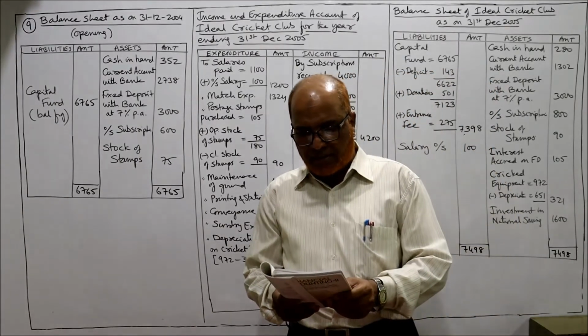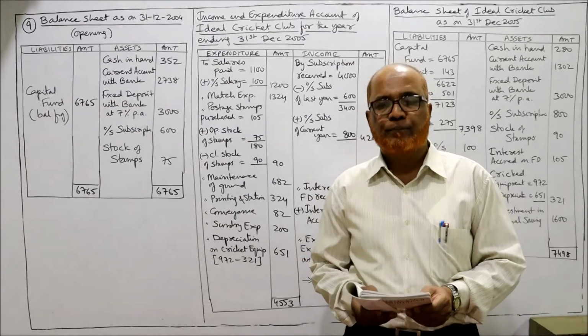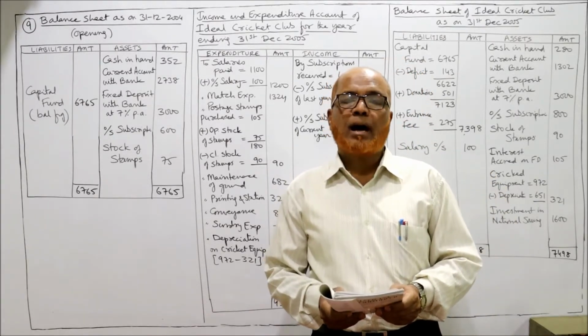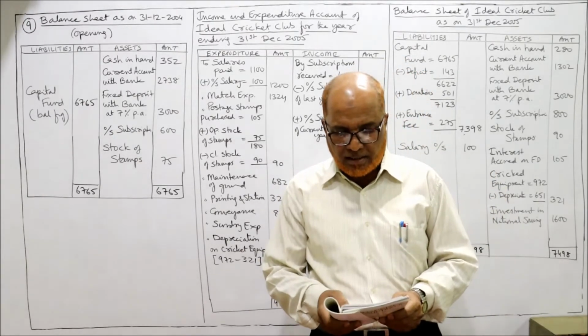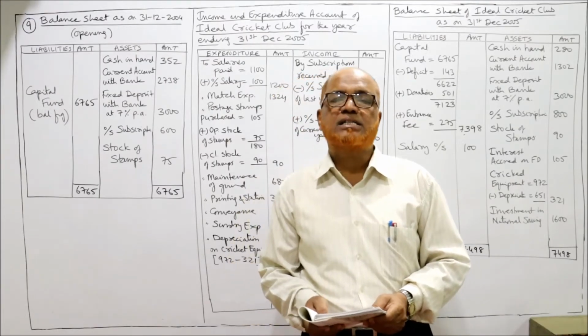The stock of cricket equipment on 31st December 2005 is 321. So actually, how much sports equipment was purchased during the year? 972. There was no sports equipment coming from the last year.